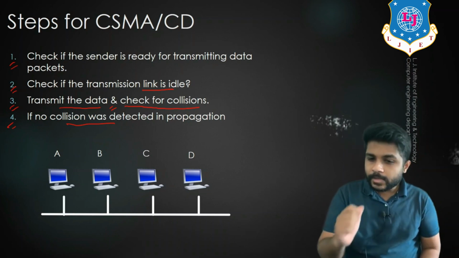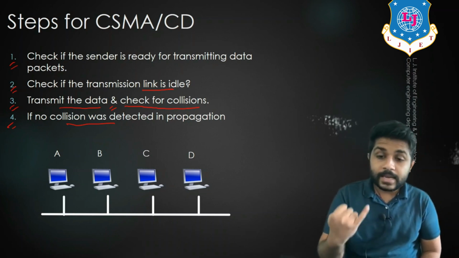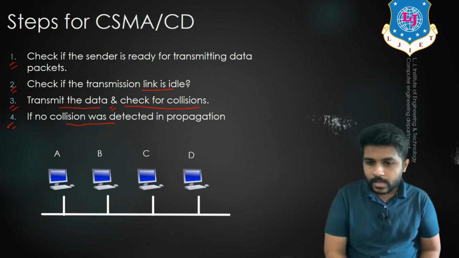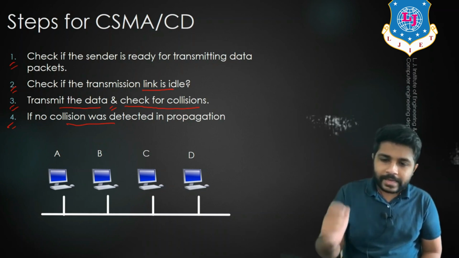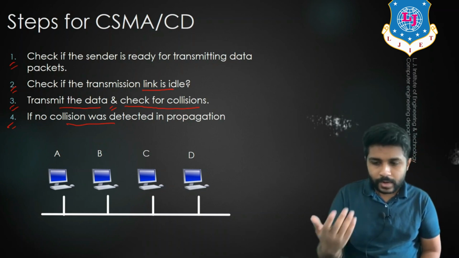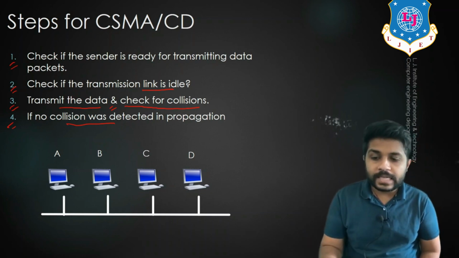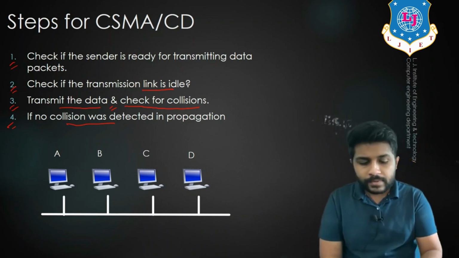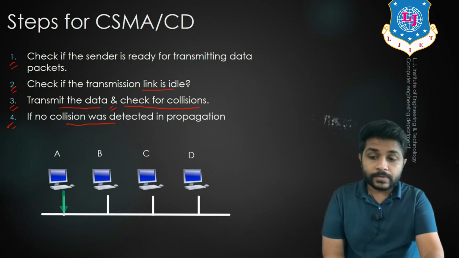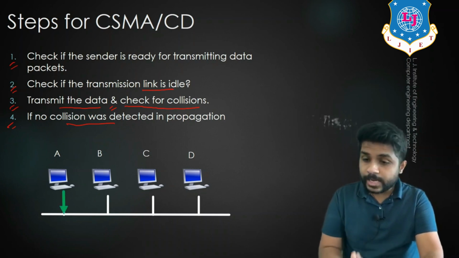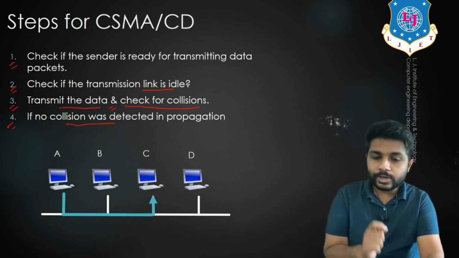Now you can see that there are 4 devices A, B, C and D connected via a bus topology. Suppose device A has some data to send. Like we just discussed, these 4 steps are followed by each and every device in the network. So if A wants to send some data, it will first sense the channel. After sensing, if A finds that the channel is idle, A will send data to the receiver. So you can see that A has sent data to device C.